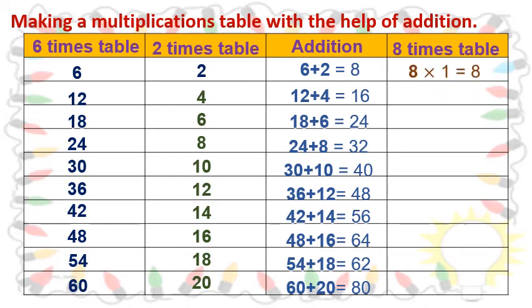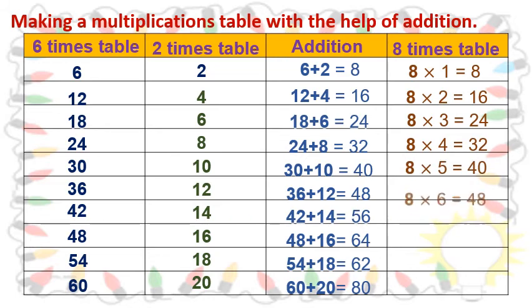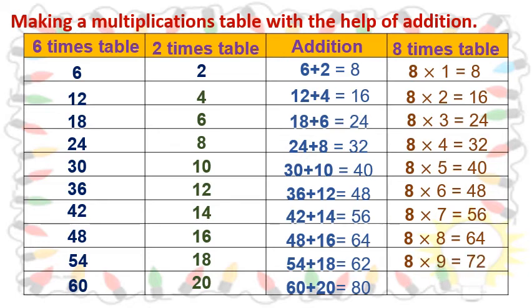See, this is 8 1s are 8. 8 2s are 16. 8 3s are 24. 8 4s are 32. 8 5s are 40. 8 6s are 48. 8 7s are 56. 8 8s are 64. 8 9s are 72. 8 10s are 80. Got this, students?